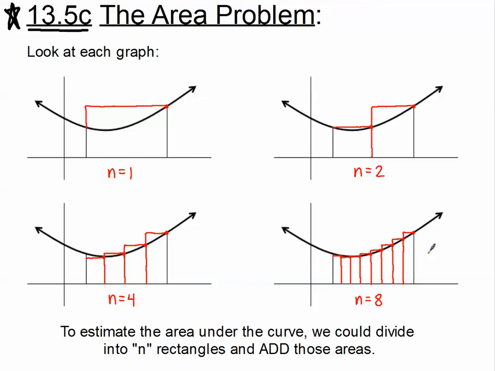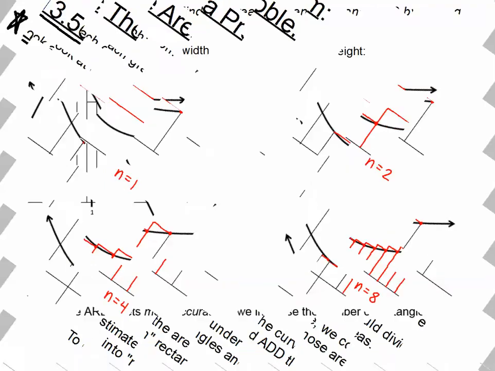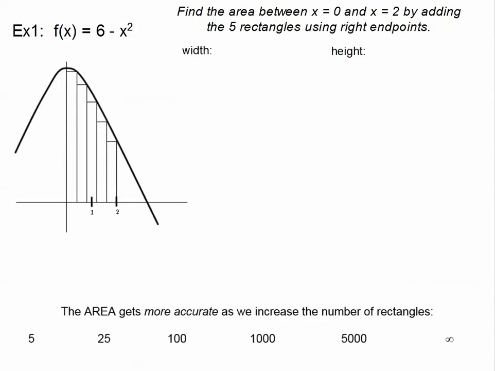In fact, what we're ultimately going to be doing is making infinite rectangles, adding up all of their areas, and we will have exactly the area under the curve. But before we do that, we're going to practice with a finite number of rectangles and see how close we can get. So let's look at example 1. We have f of x equals 6 minus x squared. We're going to find the area between these 2 vertical lines, x equals 0 and x equals 2. And we're going to do that by adding 5 rectangles, and we're again using right endpoints. So I actually have the picture already for you.